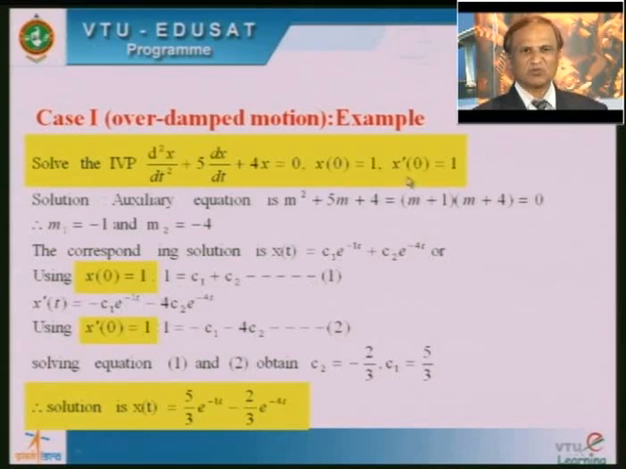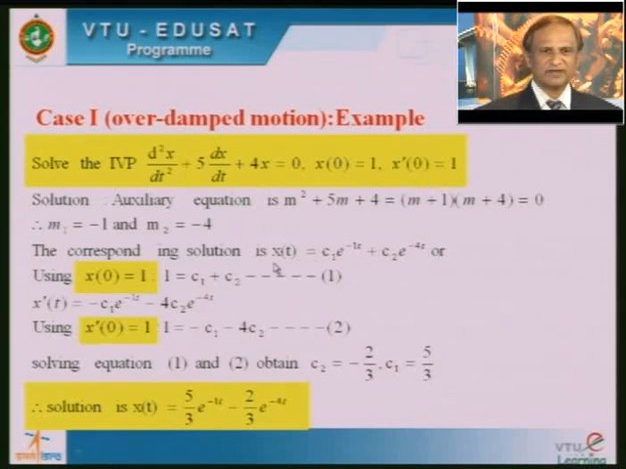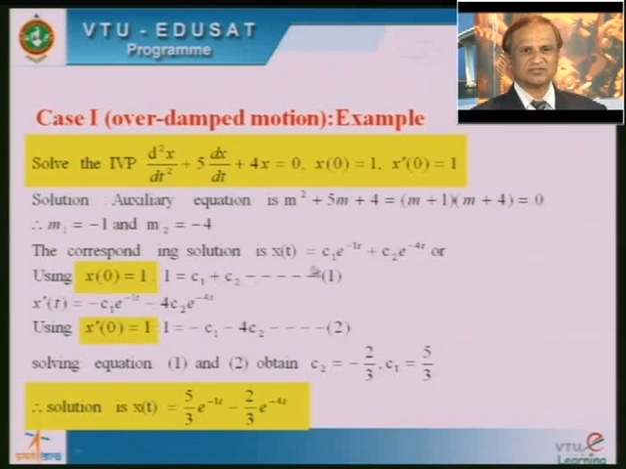Similarly, they have given one more condition, x prime of 0 is equal to 1. Now I want to use this condition. Before substituting the values of the given condition, I want to differentiate and find the derivative of this equation. You can differentiate: x prime of t, where C1 is a constant.